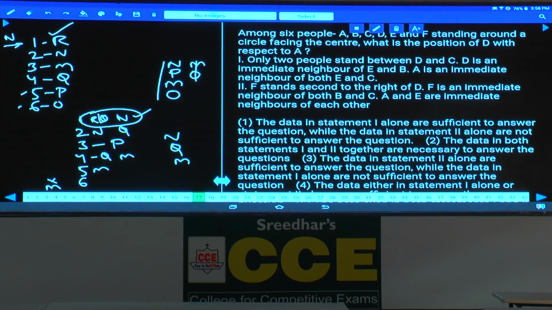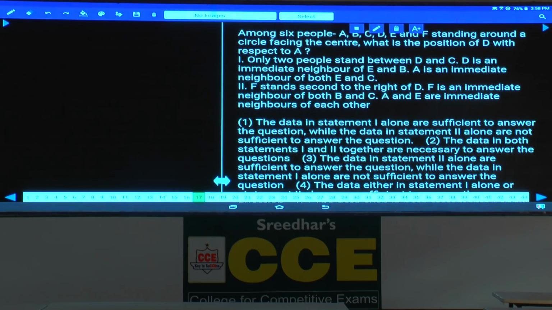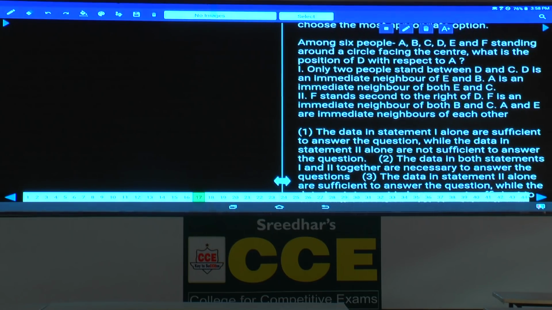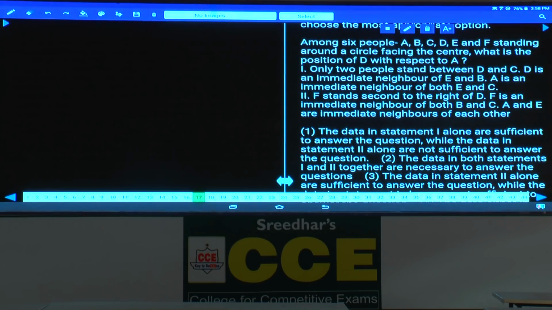Then 17. Now, in this question number 17, among 6 people, A, B, C, D, E and F are standing around a circular table facing the center. Now, in this one, how many persons are there? There are 6 persons facing the center, isn't it? 6 persons, 1, 2, 3, 4, 5, 6, this is how these 6 persons are facing the center. And the question is about what is the position of D with respect to A.